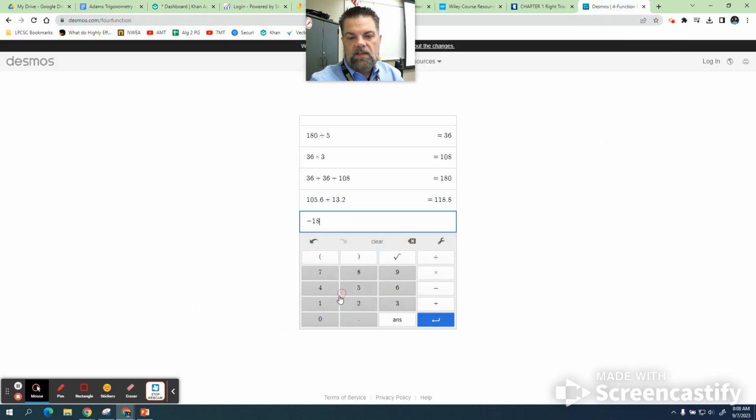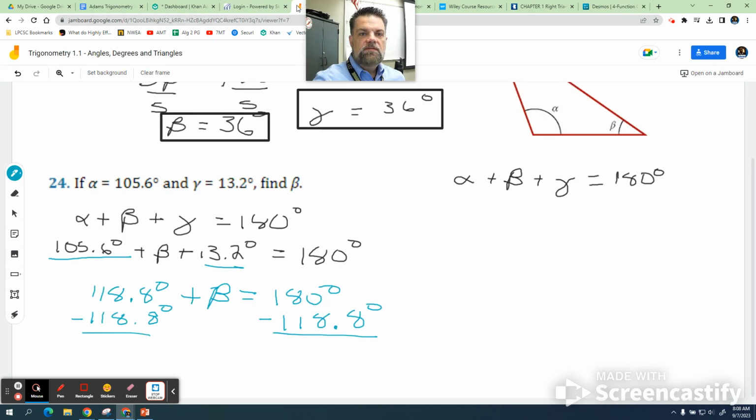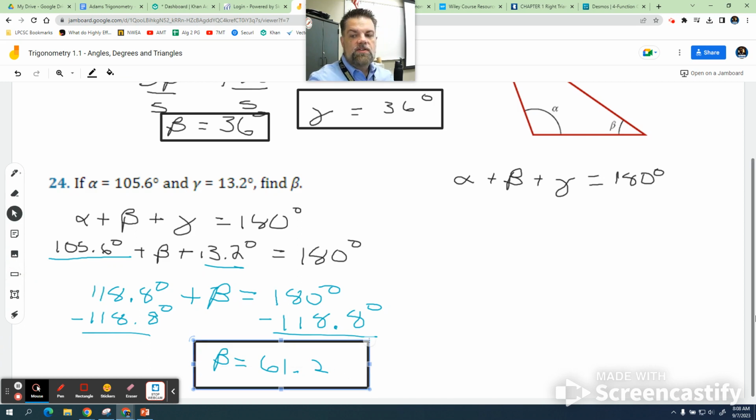180 minus 118.8. 61.2. Is that what you guys got? So beta equals 61.2. Okay. Any questions? Does that help? How do you guys feel about this? Could you do this on a test in a week or so, or 2 weeks?